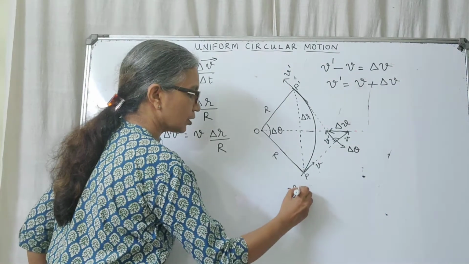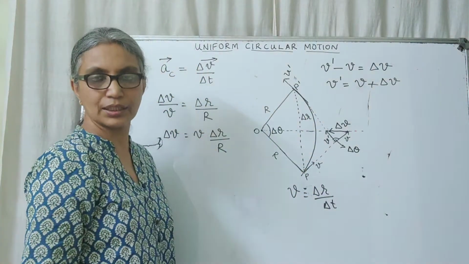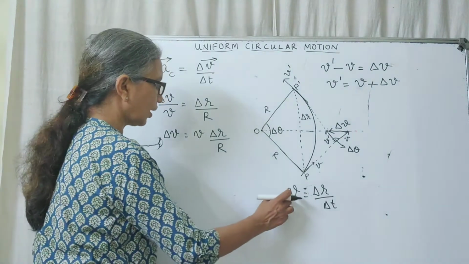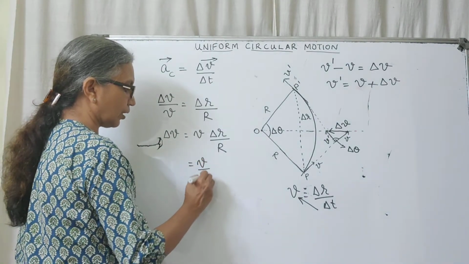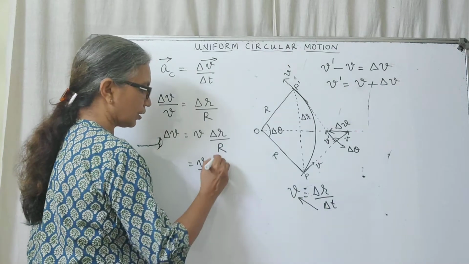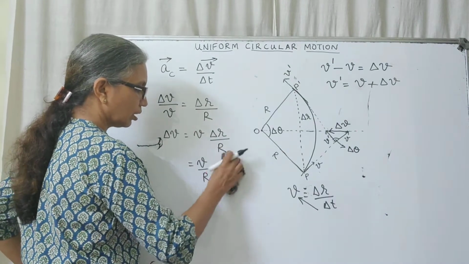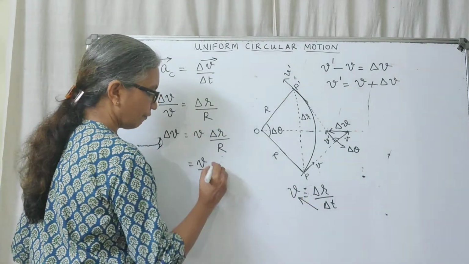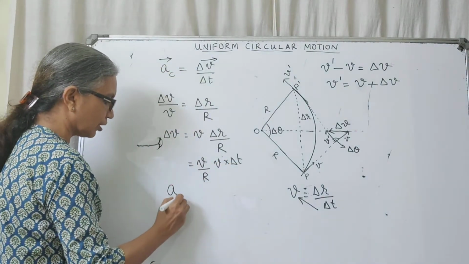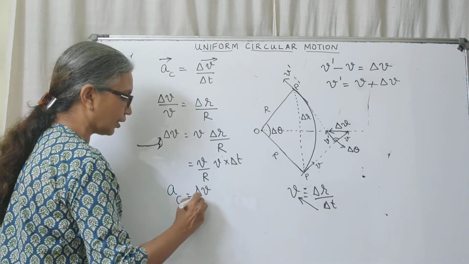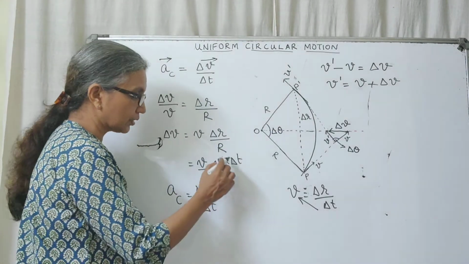This, we know already that the linear velocity is given by delta R by delta T, right? Delta R by delta T is what we call as the linear velocity. So I am going to cross multiply and replace the delta R here. Delta R is V into delta T. What we want is centripetal acceleration. So centripetal acceleration is delta V by delta T. Delta V is what we have here. Divide by delta T, this will get cancelled.